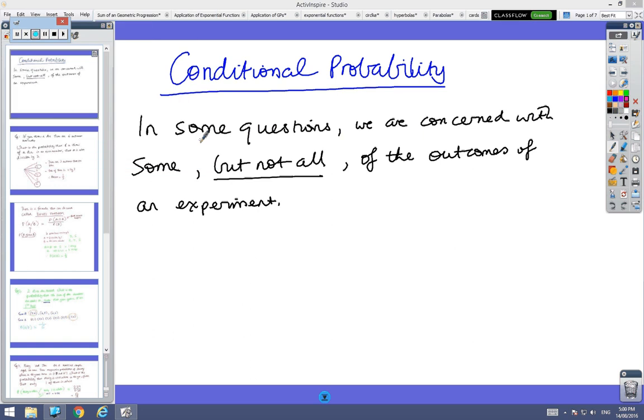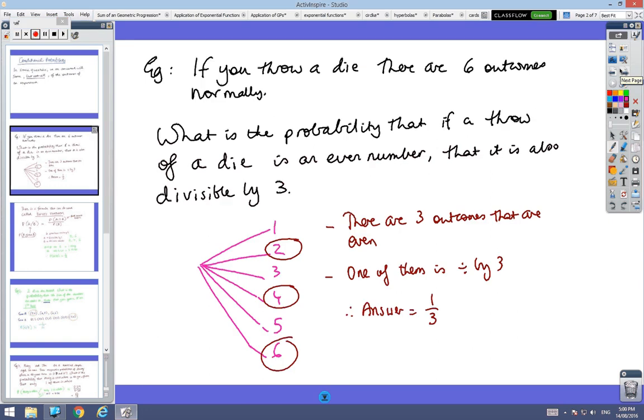Okay, so we're just looking at conditional probability, which is just a loose end that's left off. In some questions in probability, we're not concerned with all the outcomes, we're just concerned with some of the outcomes, and these are the conditions that can be put on a question. Okay, so let's have a look at a question.